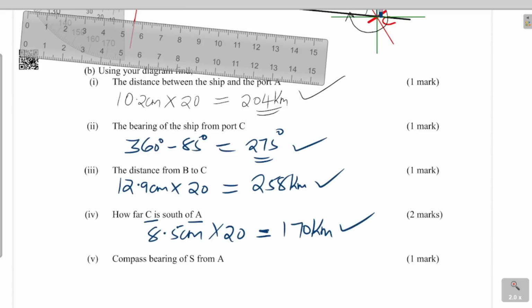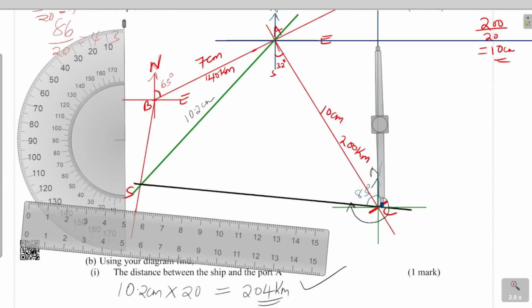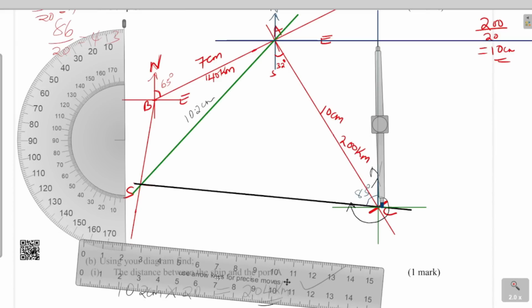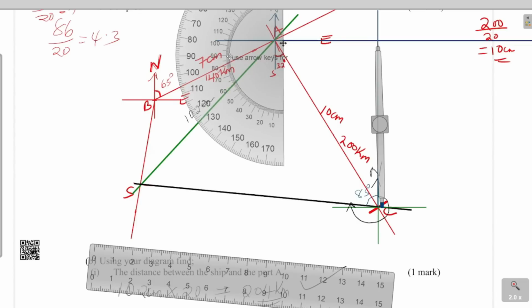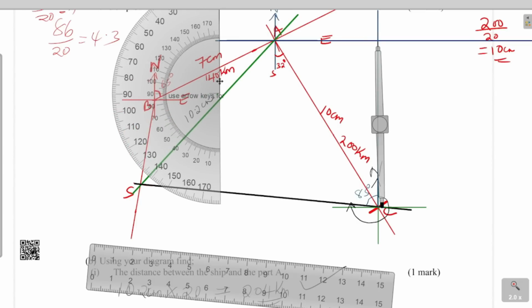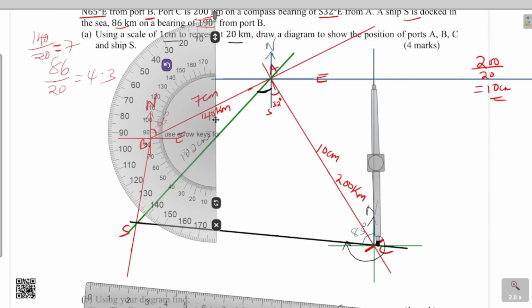Then the last question, the compass bearing of S from A. Already we have drawn the line joining S and A. So you're going to place our protractor here at A and measure this angle. The angle that is required will be this angle here. This will give the compass bearing, and actually to the south. So we measure that angle.